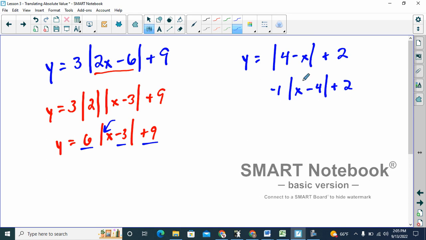Notice this cannot be the same thing as this up here because this one opens up and this one opens down. So it is important, if you are going to do it this way, when you factor, if you're factoring out a number, it is the absolute value of that number that you're factoring out. So now the absolute value of negative 1 is positive 1 times absolute value of x minus 4 plus 2. And then we could graph from there, right? 4 up 2, opens up with a slope of 1.